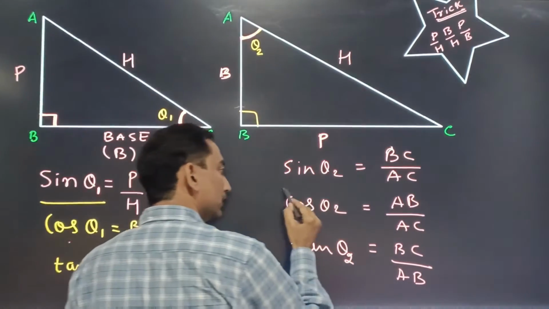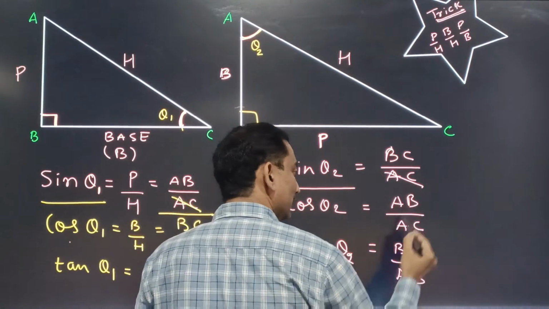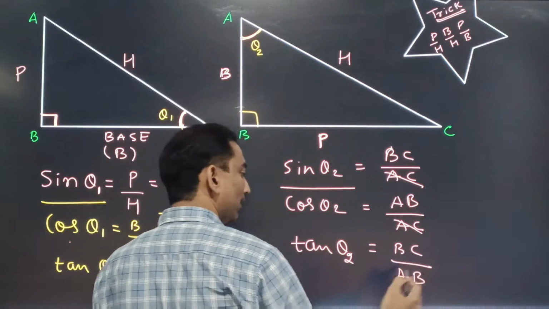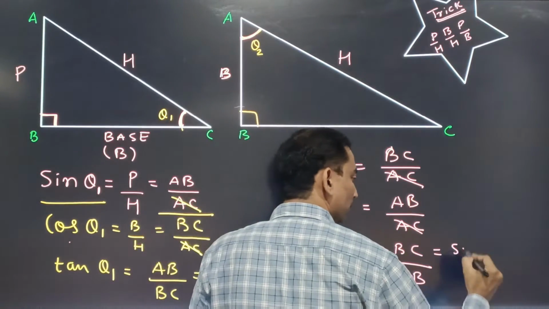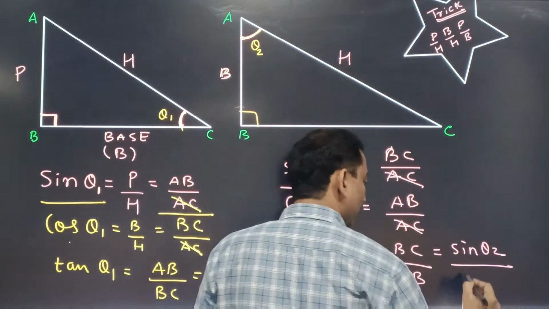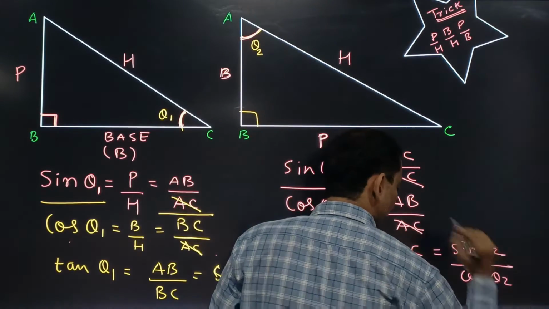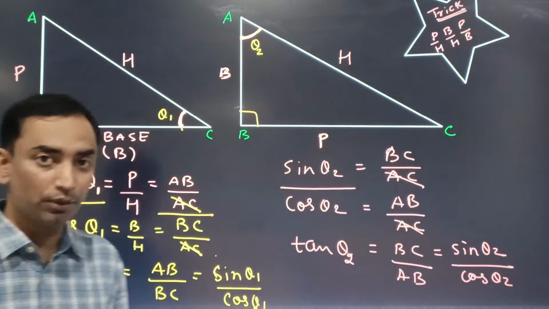Now you may very well check this. If you find out the ratio, then AC gets cancelled. You are anyhow going to get the same answer, because tan theta 2 is equal to sine theta 2 divided by cos of theta 2. Right, so this is how we may do it.